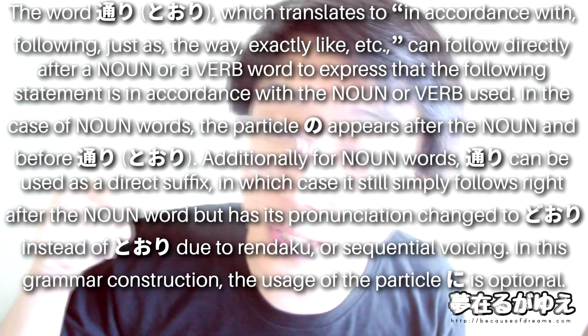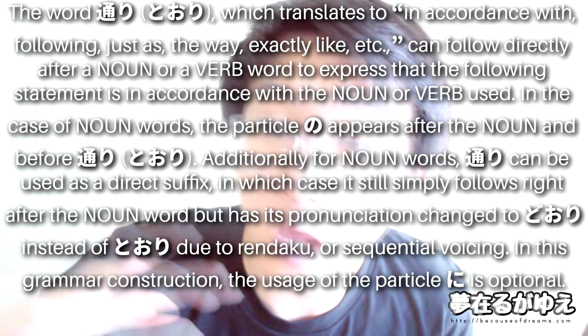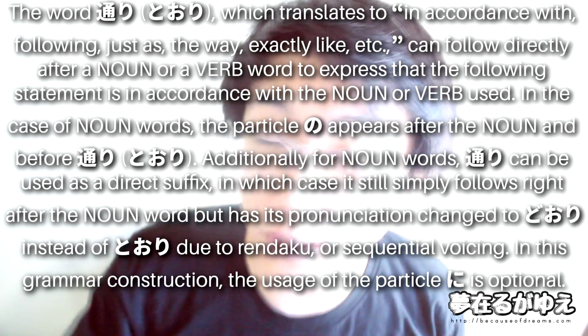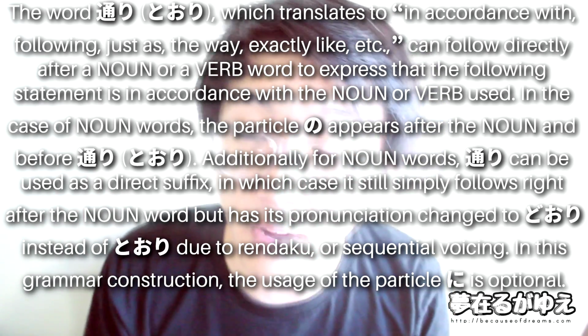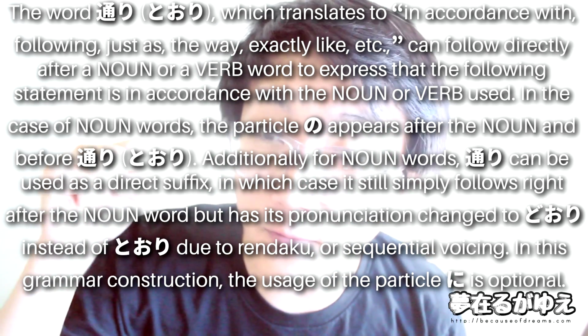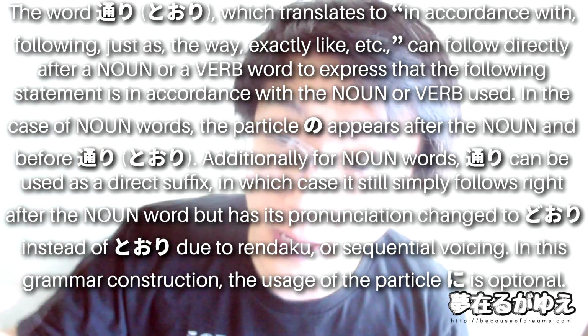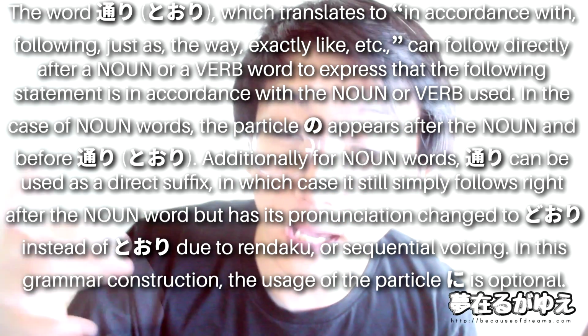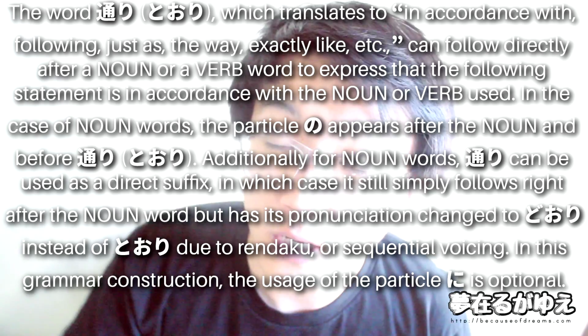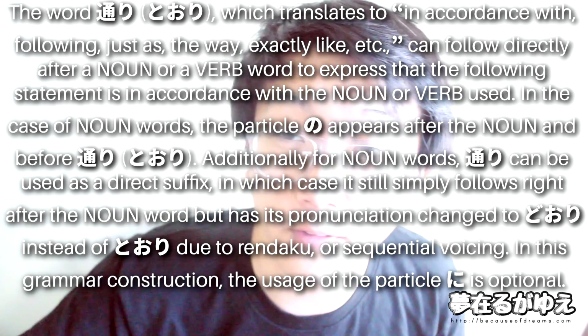And so moving on to the grammatical points of this pattern, when we're using it with a verb word, the verb is of course going to have to be in its plain form. That's usually a condition in grammar patterns. In the case of nouns, we're going to have the particle no appear right after the noun and right before the word toori to basically employ the noun of a noun modification.